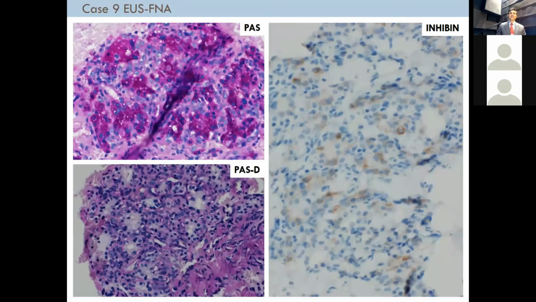Then we started thinking about different entities, and we did additional immunostains and histochemical stains. So this lesion actually showed focal positivity of the epithelial lining cells with inhibin. However, the most helpful stain was PAS and PAS-D. As you can see, these cells show intense, diffuse positivity with PAS, which was washed away by diastase digestion.